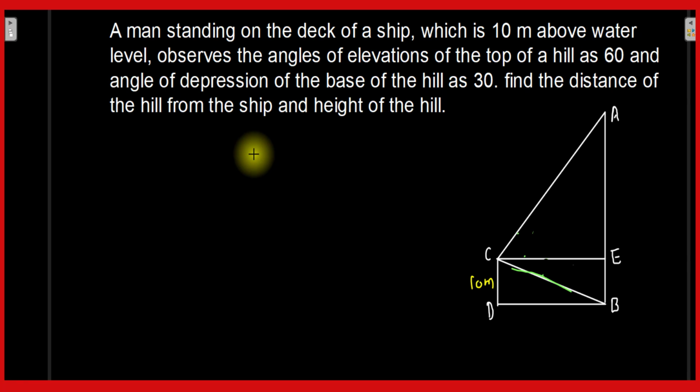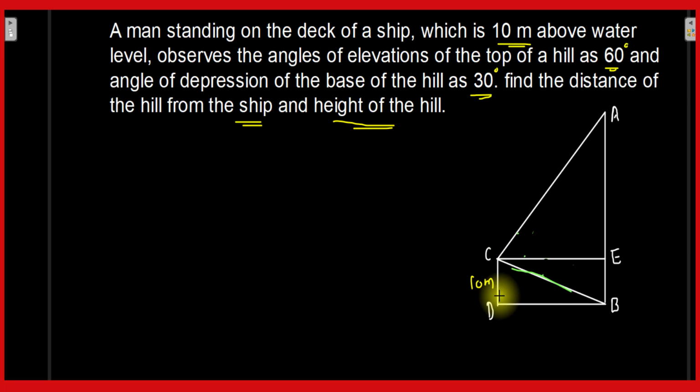And the question is on the screen. A man standing on the deck of a ship which is 10 meters above water level observes the angle of elevation of the top of a hill at 60 degrees and angle of depression of the base of the hill at 30 degrees. Find the distance of the hill from the ship and the height of the hill.